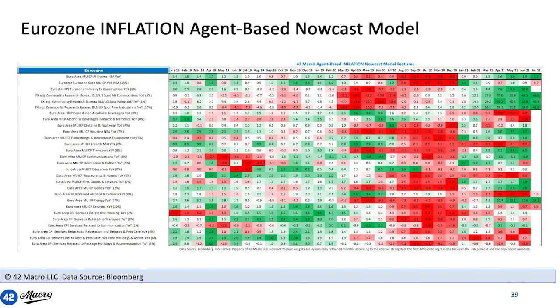On slide 39, looking at our Eurozone inflation agent-based nowcast model. So again, you're still seeing inflation pressure build in Europe. You're starting to see it tick down in the US, but you're actually still seeing it build in Europe and China. So that's something to call out.